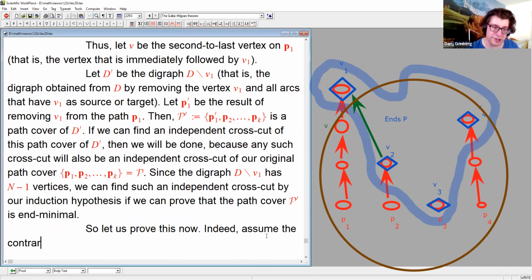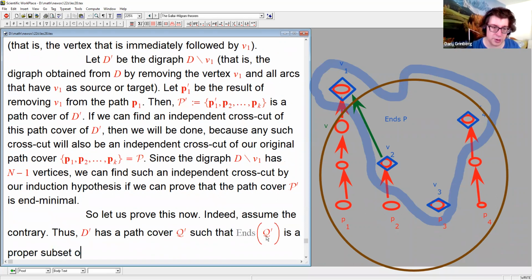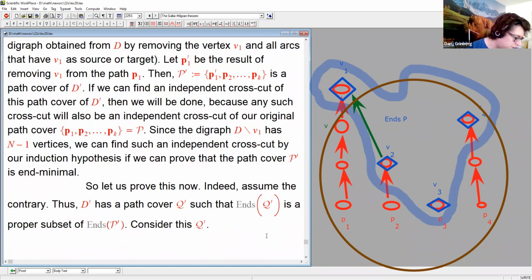Indeed, assume the contrary. Thus, D prime has a path cover Q prime such that ends Q prime is a proper subset of ends P prime. Consider this Q prime. Now, three cases are possible.